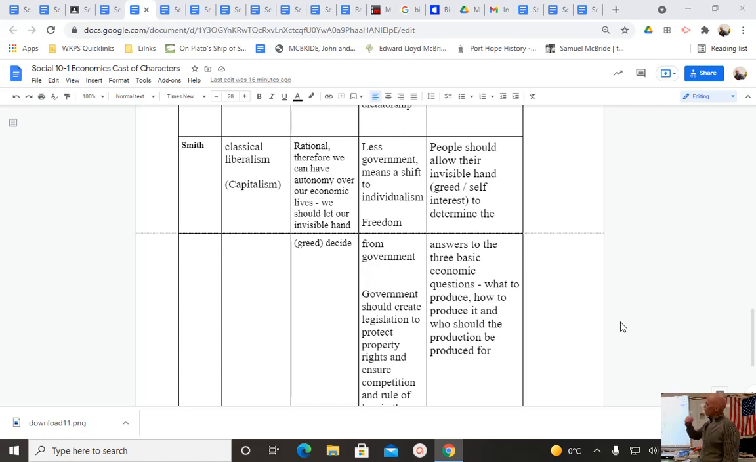So, what's the role of government under Adam Smith? Well, there should be less government. Less government than what we had seen under mercantilism. So government shouldn't be in the business of business, and they shouldn't be in the business of creating monopolies and regulating who can have access to certain markets.